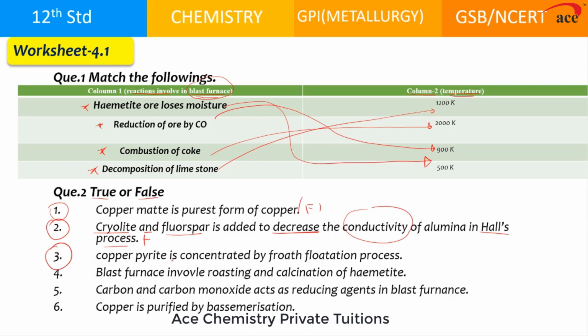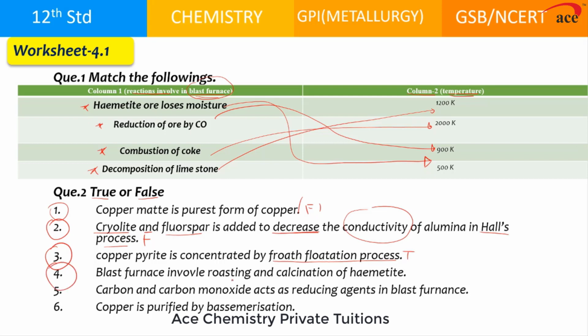Third, copper pyrite is concentrated by froth flotation process. Copper pyrite is CuFeS2, a sulfide ore. For all sulfide ores, the method of concentration which is used is the froth flotation process, and it is a true statement.